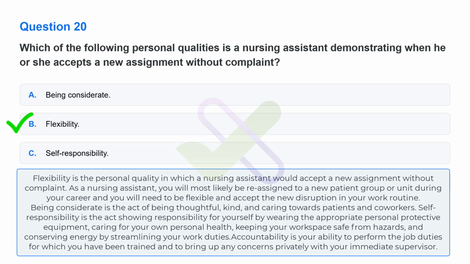Being considerate is the act of being thoughtful, kind, and caring towards patients and coworkers. Self-responsibility is the act of showing responsibility for yourself by wearing the appropriate personal protective equipment, caring for your own personal health, keeping your workspace safe from hazards, and conserving energy by streamlining your work duties. Accountability is your ability to perform the job duties for which you have been trained and to bring up any concerns privately with your immediate supervisor.